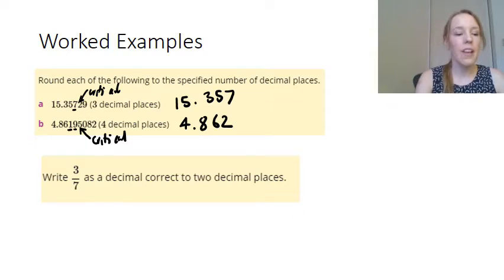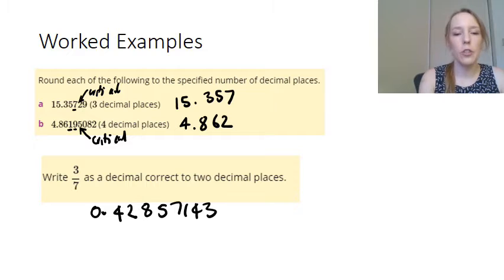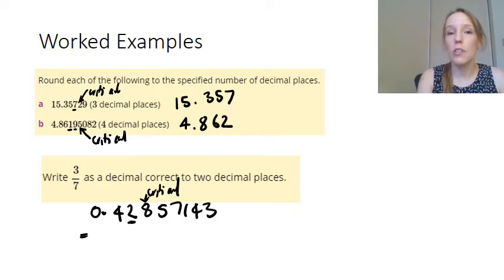Our next question, it says to write 3/7 as a decimal corrected to 2 decimal places. So in our calculator, we just write in 3 divided by 7. We get an answer of 0.4, I'll write out 2857143, etc. Okay, so we're rounding to 2 decimal places. So this is our rounding digit, and our 8 is our critical digit. 8 is obviously greater than 5, so our rounding digit goes up by 1, so it'll be 0.43. There we go. And that's all I have for today's video.